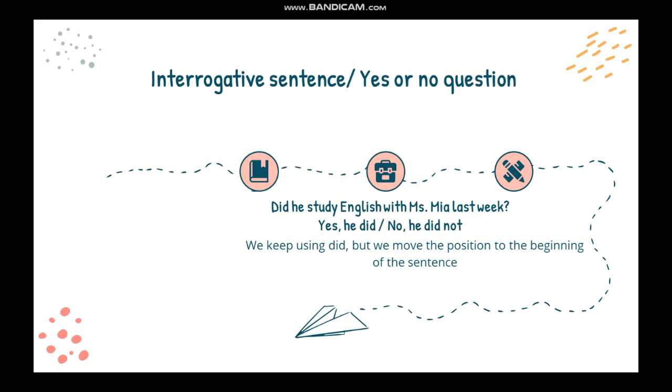So if you say yes, you just need to say yes, he did, based on the subject plus did. No, he did not. Yes, he did. No, he did not. Okay. Positive sentence, we have done it. Negative sentence also done. And also the interrogative sentence.